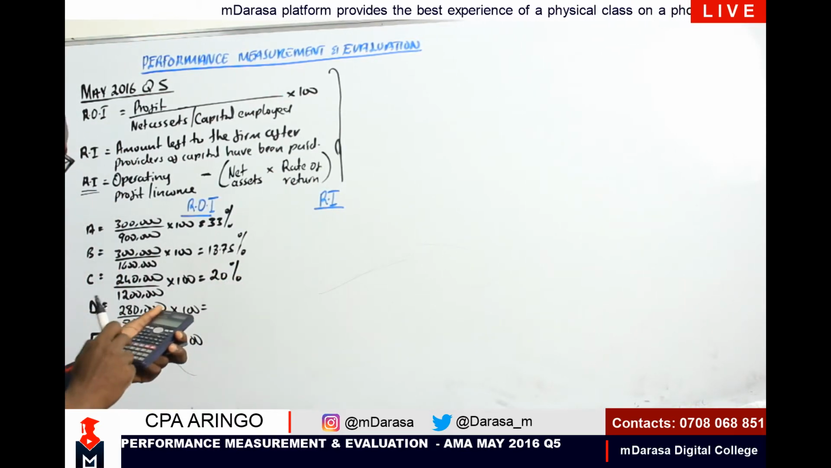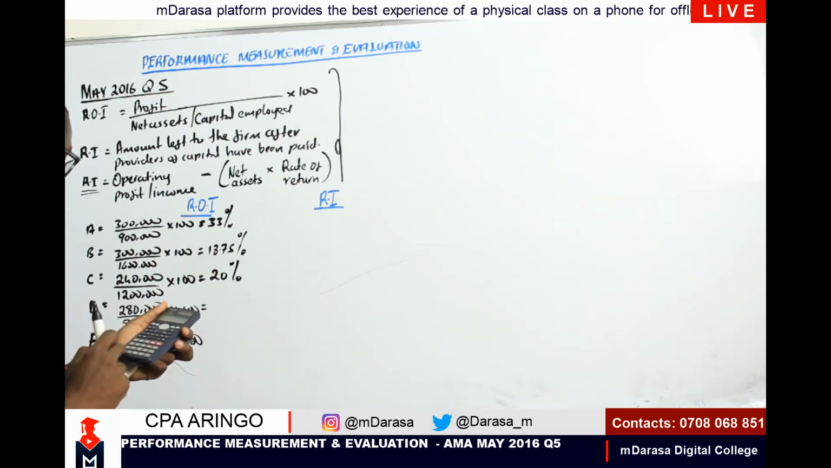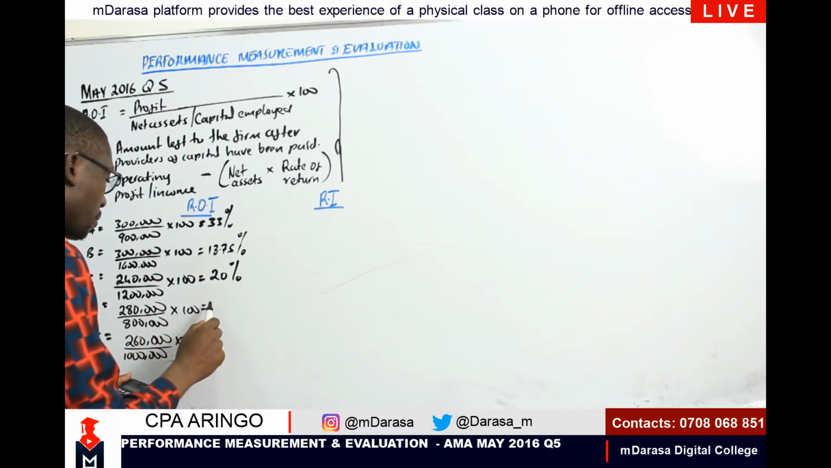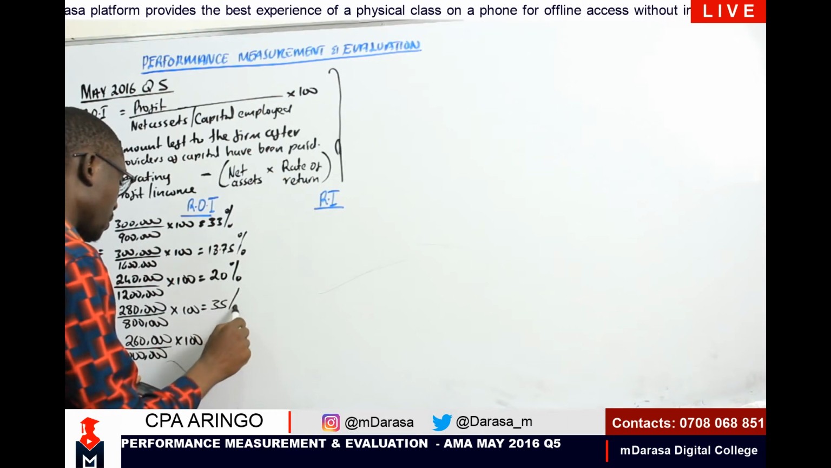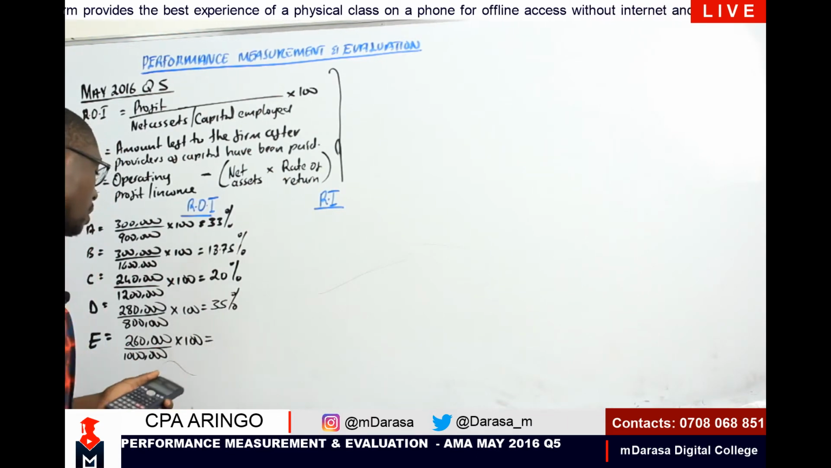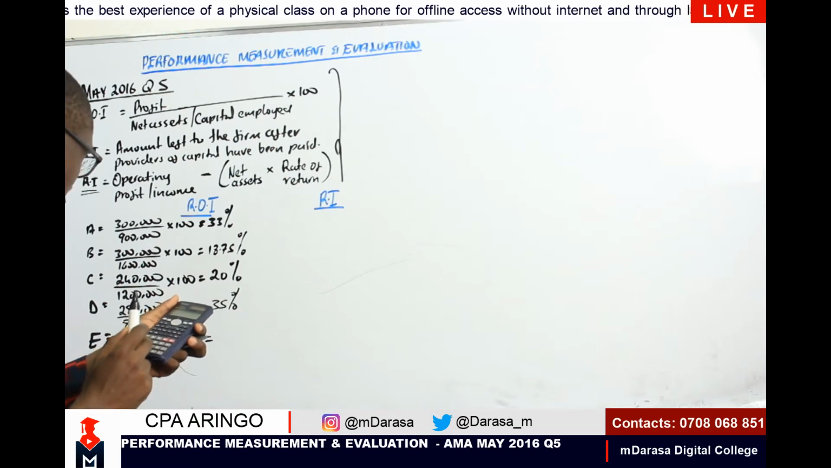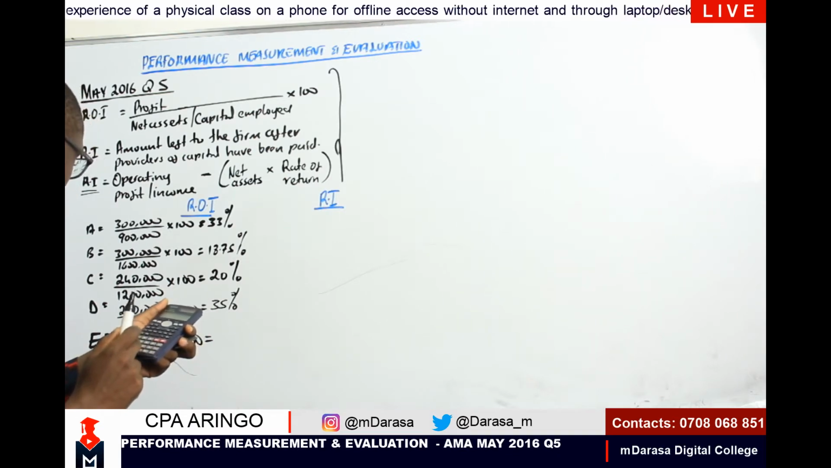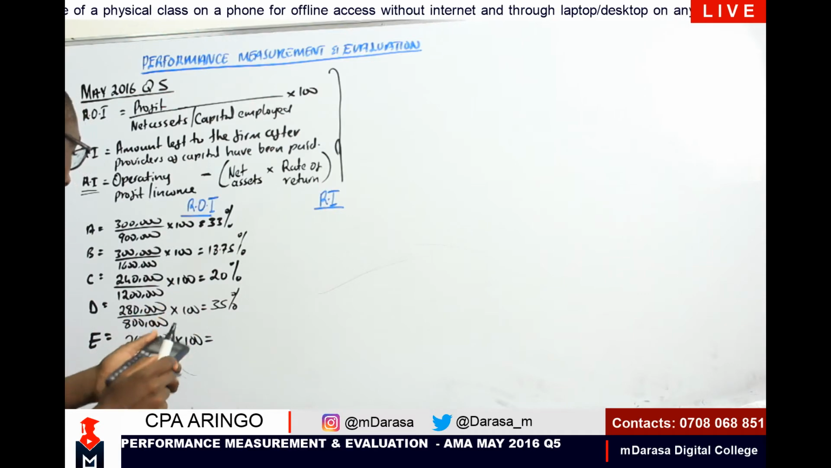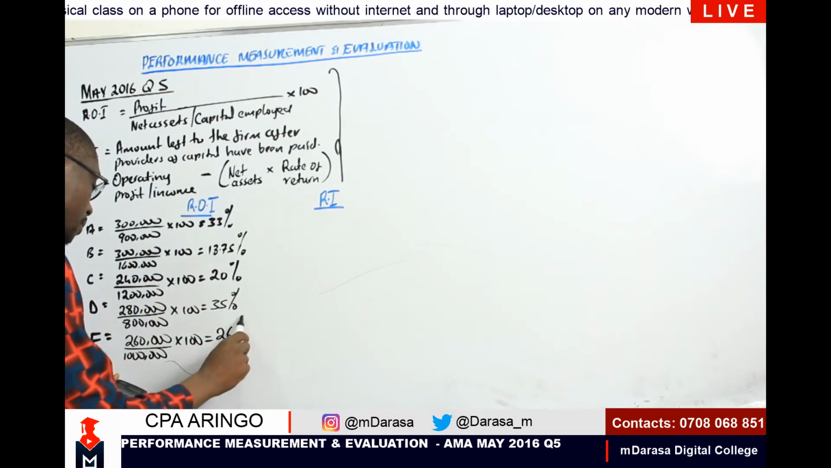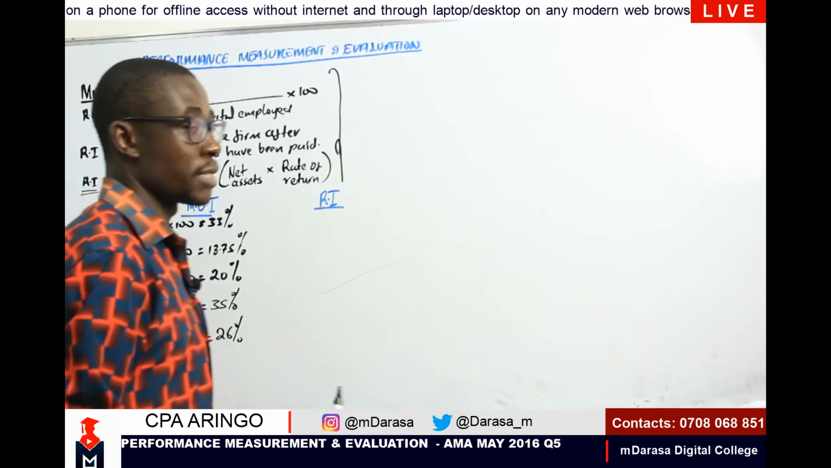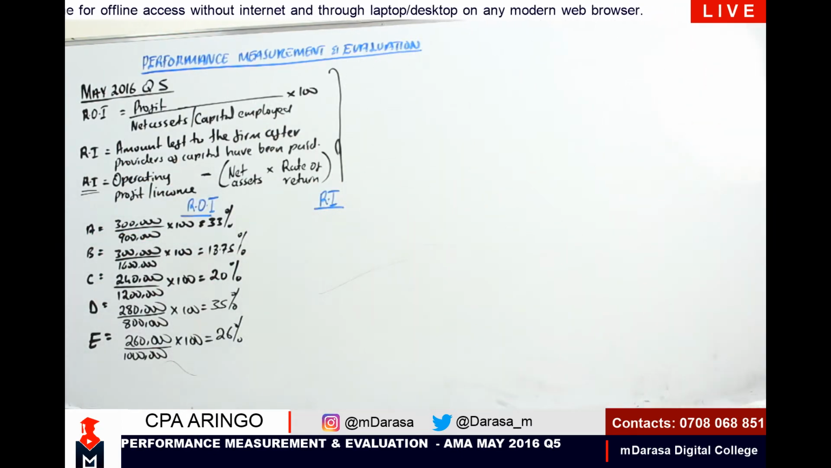To 80, we divide by 800. I'm getting 35%. Then the other one, you are talking of 260, divide by 1 million. I'm getting 26%. So in that case, my good students, we are done with the first one, return on investment.